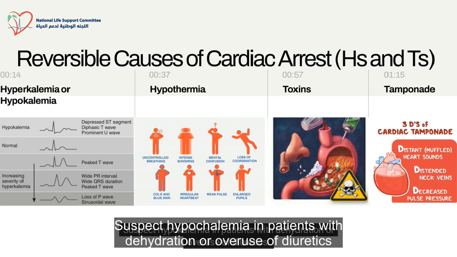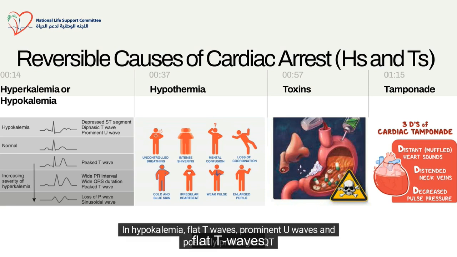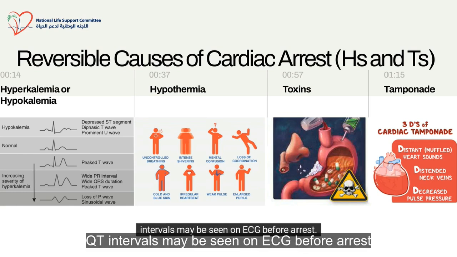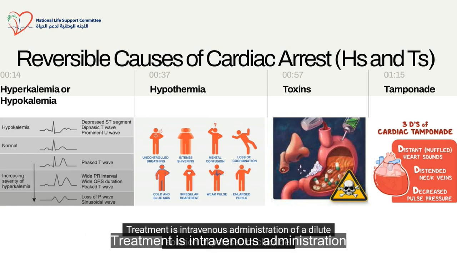Suspect hypokalemia in patients with dehydration or overuse of diuretics. In hypokalemia, flat T waves, prominent U waves, and possibly prolonged QT intervals may be seen on ECG before arrest. Treatment is intravenous administration of a dilute solution of potassium chloride.